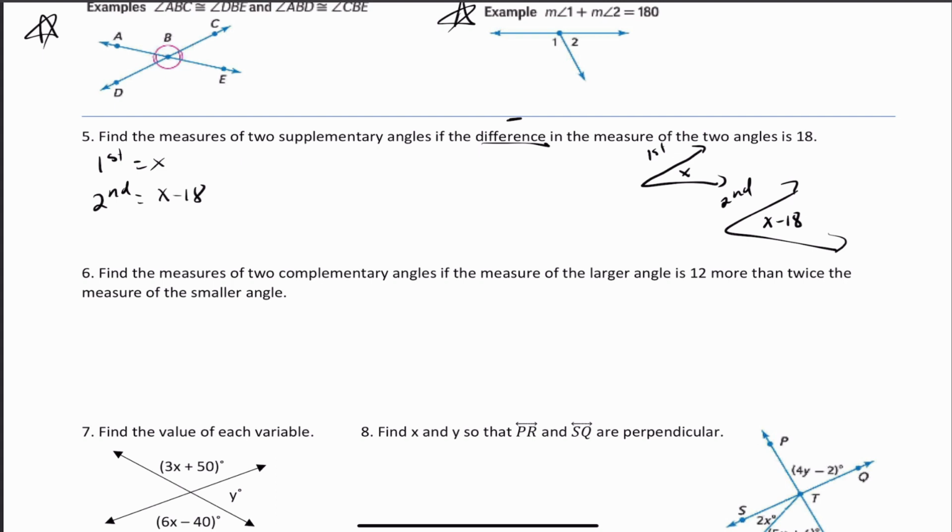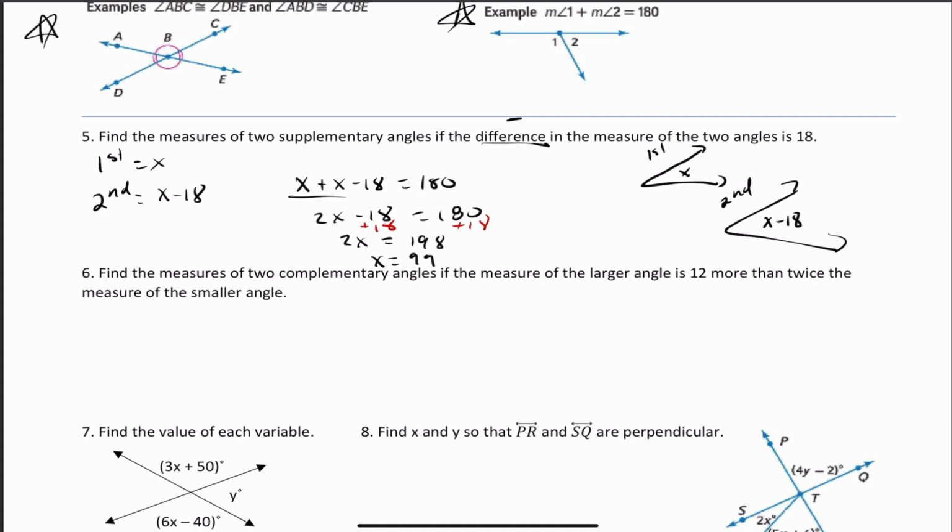These two angles, remember, this plus this is equal to 180 degrees. So x plus x minus 18 is equal to 180. Going to combine the like terms here: 2x minus 18 is equal to 180. So 2x is equal to, if I add both sides by 18, 198. Therefore x is equal to 99.